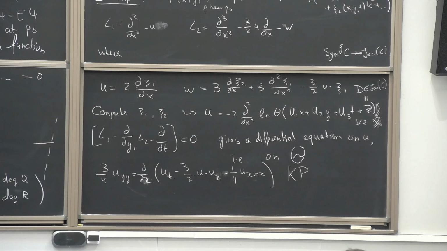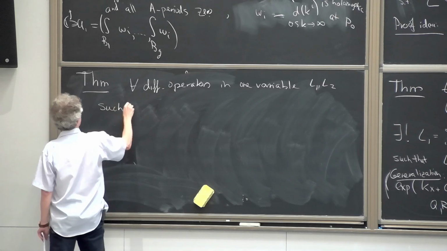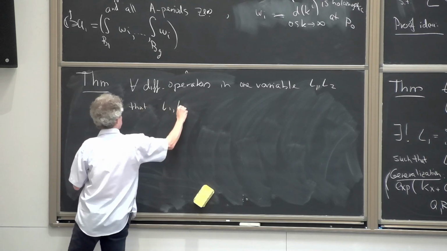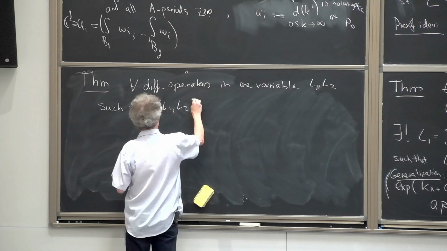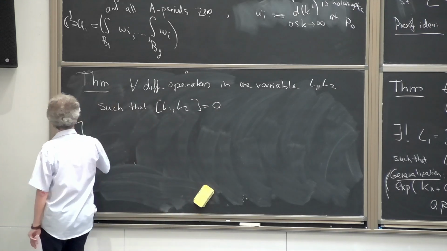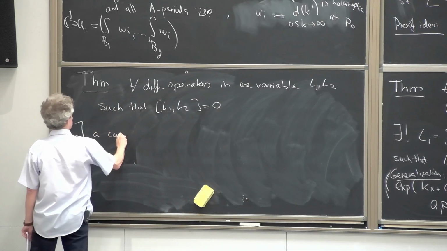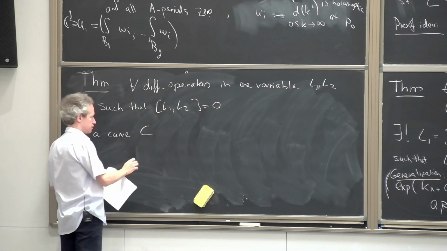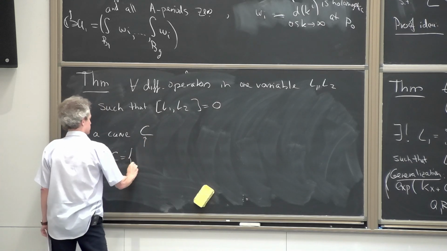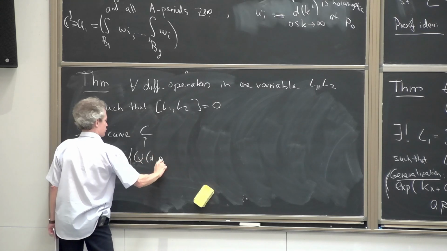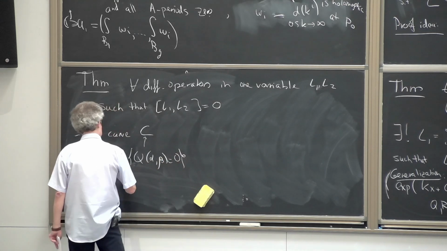This is due to Krichever. It says the following: for any differential operators in one variable, L1, L2, which commute, there exists a curve C. I can tell you what this curve is. C is the curve given by the polynomial equations they satisfy.